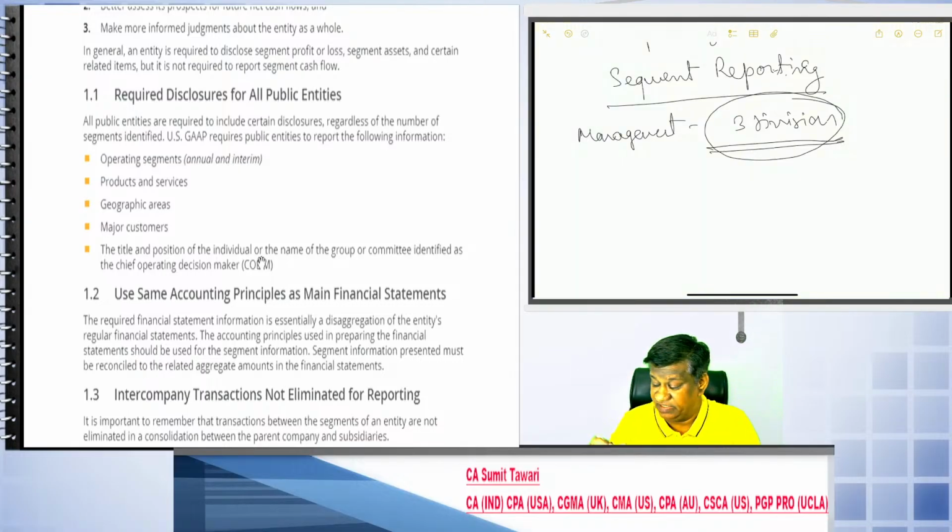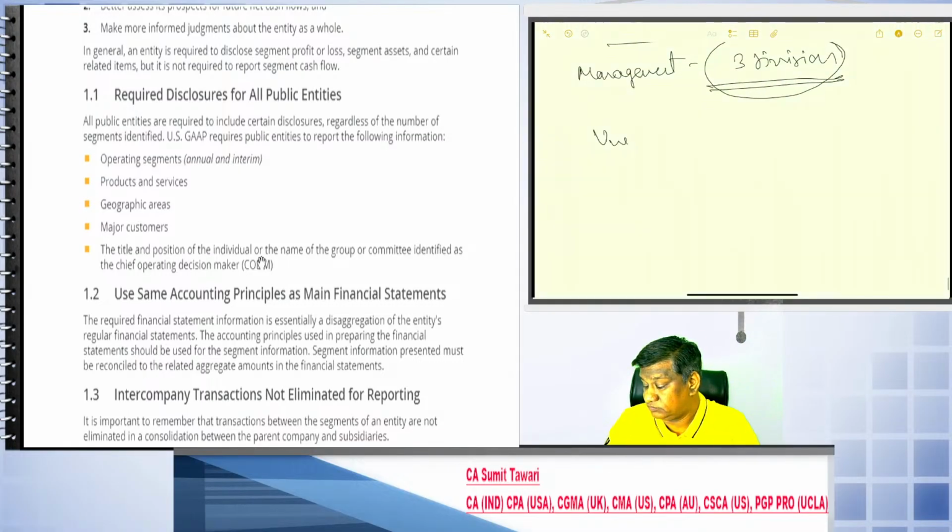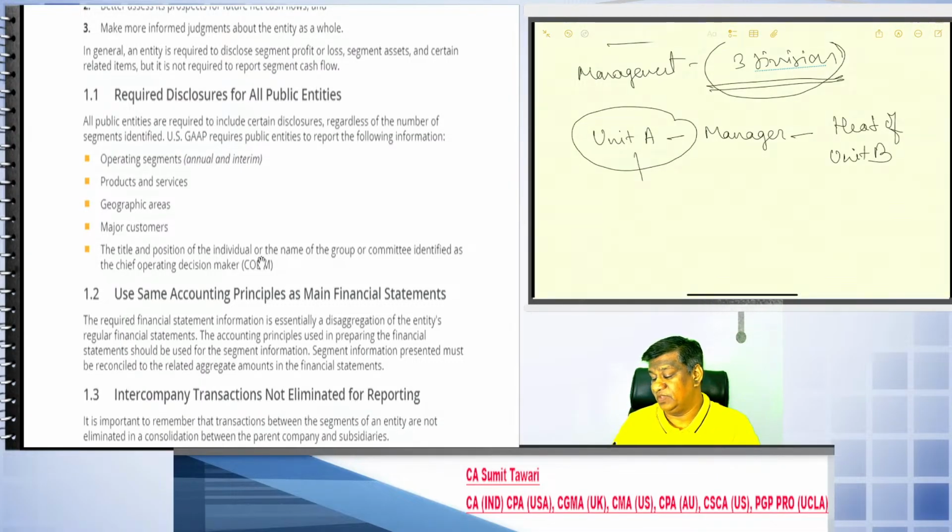Because, say for giving an example, unit A, okay, he is a manager, and he reports to, say, the head of unit B. So unit A cannot be a separately reportable component, a separate reporting component.